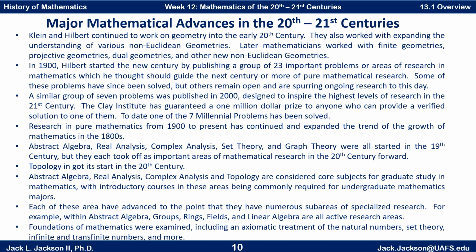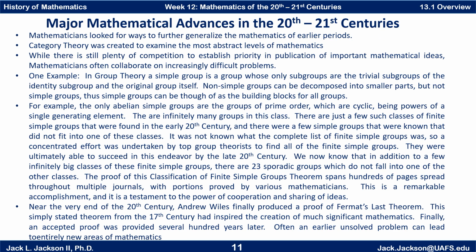Foundations of mathematics were also examined, including set theory and axiomatic treatment of the natural numbers, infinite and transfinite numbers, and more. Mathematicians looked for ways to further generalize the mathematics of earlier periods. Category theory was created to examine the most abstract levels of mathematics, sort of the foundation of everything. While there is still plenty of competition to establish priority and publication of important mathematical ideas, mathematicians often collaborate on increasingly difficult problems. Now, I want to lift up one example that I think is kind of remarkable.